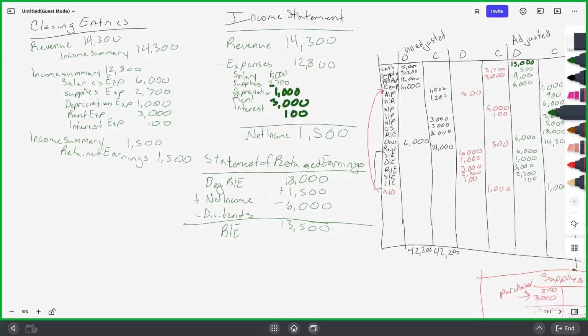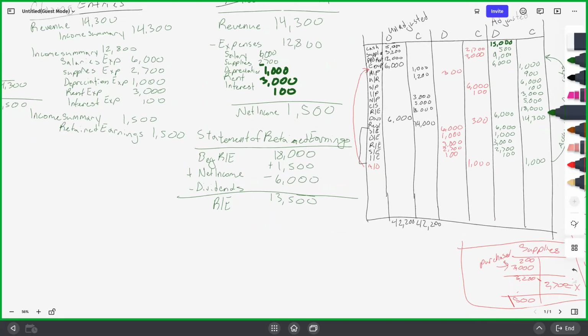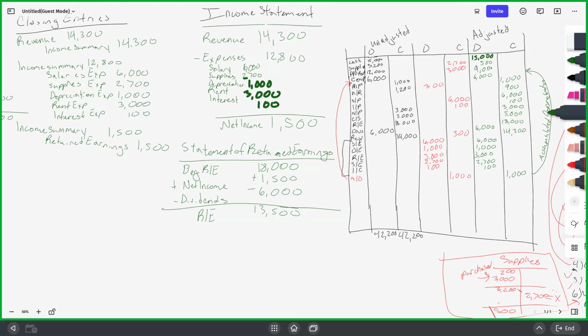To put it into perspective, here's our income summary. We credited 14,300, debited 12,800, which is essentially our income statement. At the end, we have 1,500. So what's the last bit here? Dividends, debit or credit? Credit. And then retained earnings debited, 6,000.